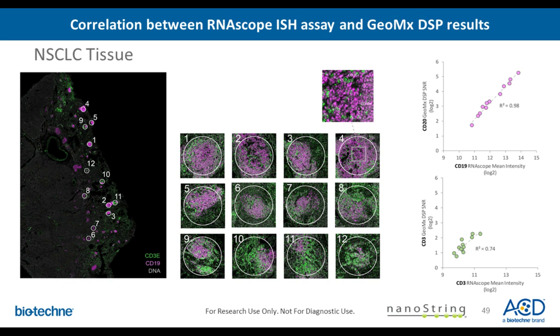Going on the far right, in the upper graph with the correlation, we again looked at CD19 and CD20. Again, really strong correlation between the 2 platforms, and this is data on the same section, so an R-squared of 0.98. And then if you go down below, we have the CD3 correlation, which in general is a little less than CD19 and CD20, but it's probably mostly driven by the very low proportion of T cells in the sample. But again, what was really nice, we can run both assays on the same section and get really nice data that correlates quite well.